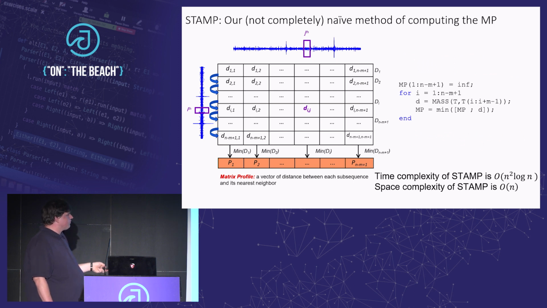This is an example. It's essentially just a loop. Our algorithm is very simple. It's just a loop, and the loop calls this more complicated function, which essentially just computes these distances. Okay? So the time complexity of STAMP is n squared log n, because for each consecutive subsequence, you have to perform this n log n computation. So this is still slow, but the space complexity is only O of n, because you only need to store the best so far, right? You don't need to store the whole matrix.